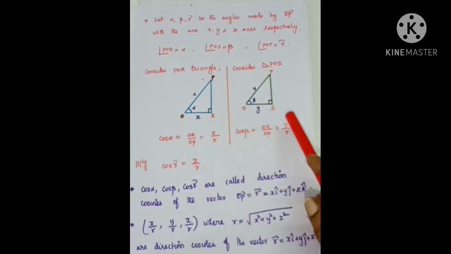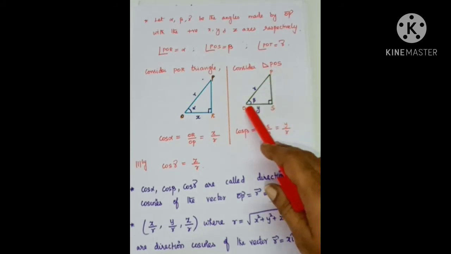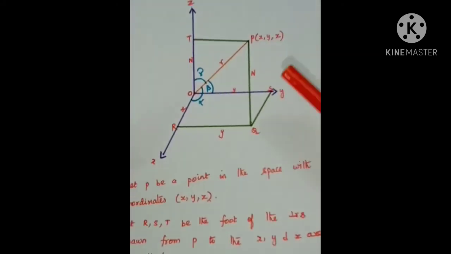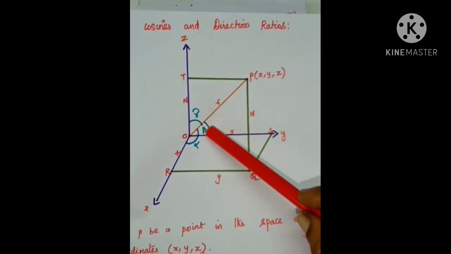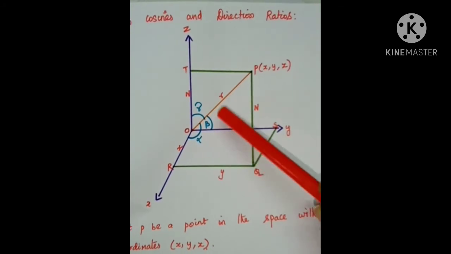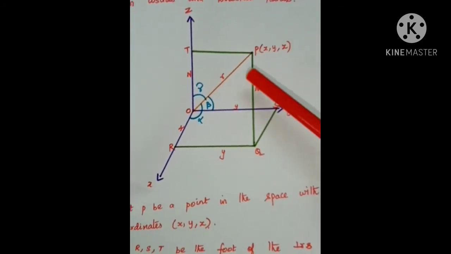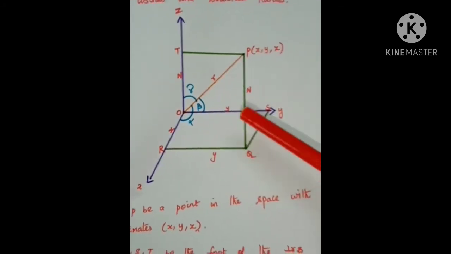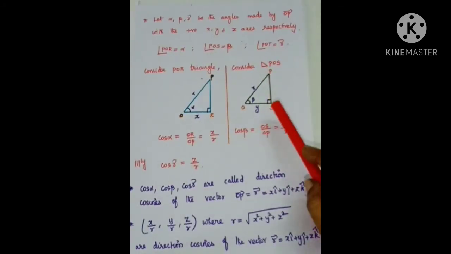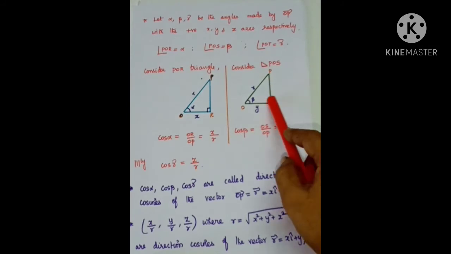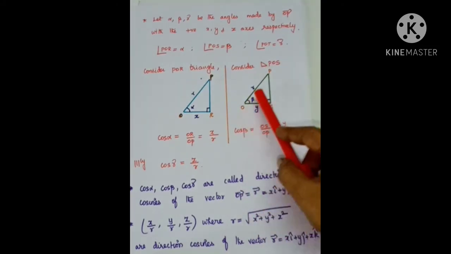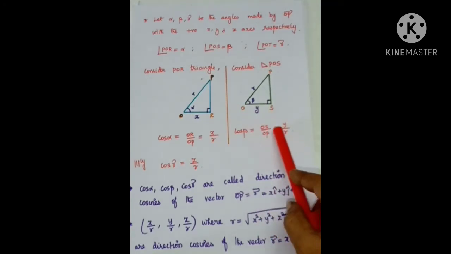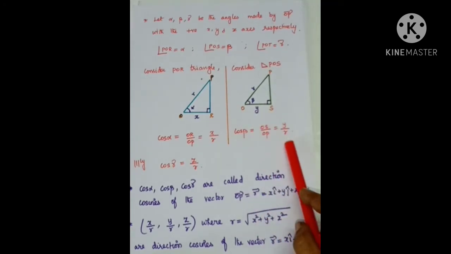In the same way, consider the triangle POS. You see the diagram POS. What is the angle here? Beta. Okay, so the angle made here is beta. PS is 90 degrees. Here it's a three-dimensional diagram, so I have drawn the triangle separately. From this you have to find cos beta. For cos beta, the adjacent side is OS, OS divided by OP. What is OS? It is y. So y by r.